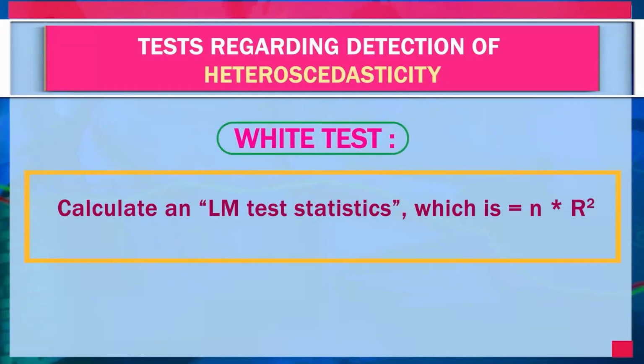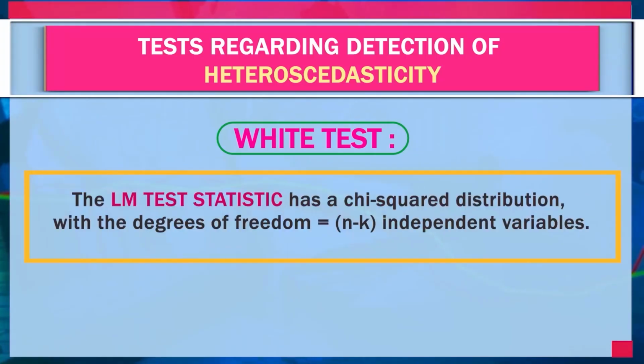So a Lagrange multiplier test statistic is taken up, which is n times R squared, a simple expression. N is the number of observations. The star stands for multiplied by R squared, that's the goodness of fit. And now this LM test statistic follows a chi-square distribution. It has a non-linearity in its equation. So depending on that, the LM test statistic comes in.